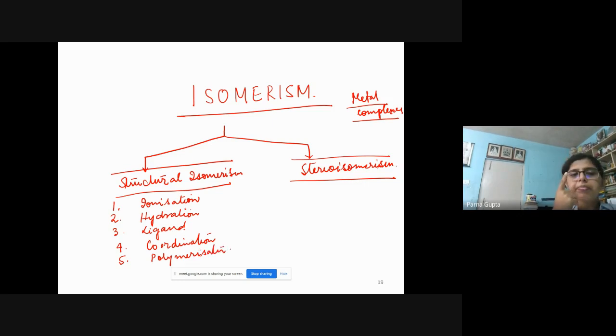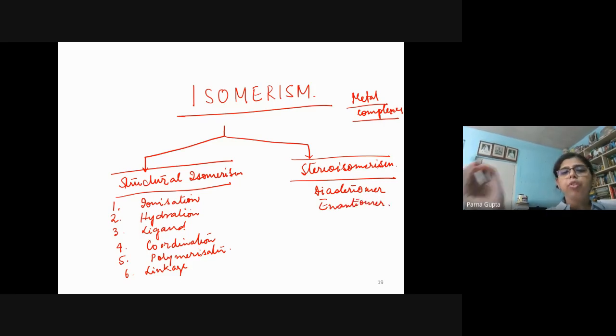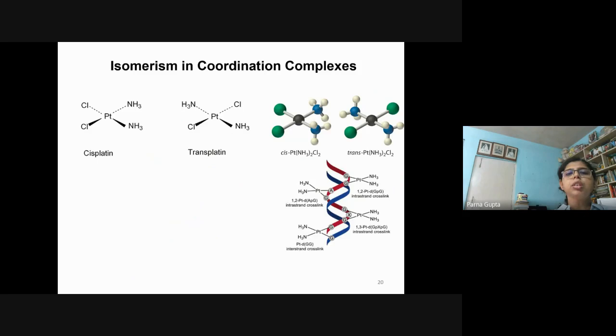And six is linkage. So the examples I shall come to. Linkage, and this one we will read a little bit more. I mean diastereomers, then enantiomers. That we will put a little bit more effort into. Today we will just go through this.